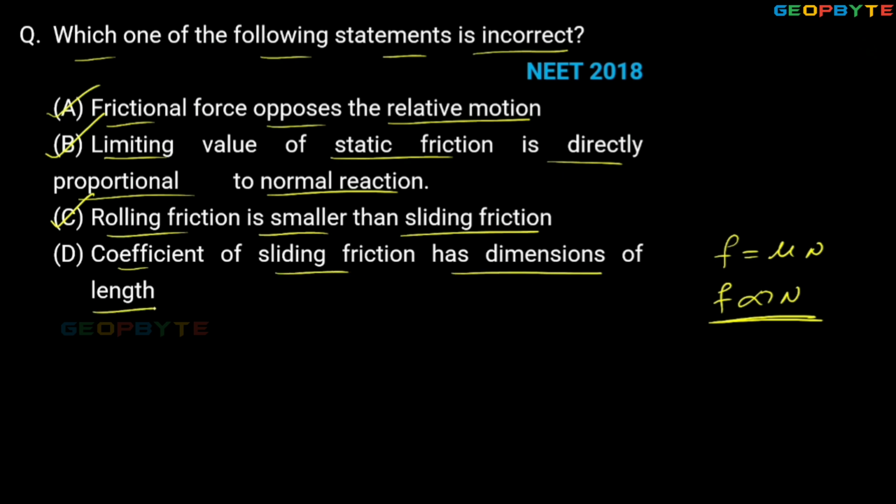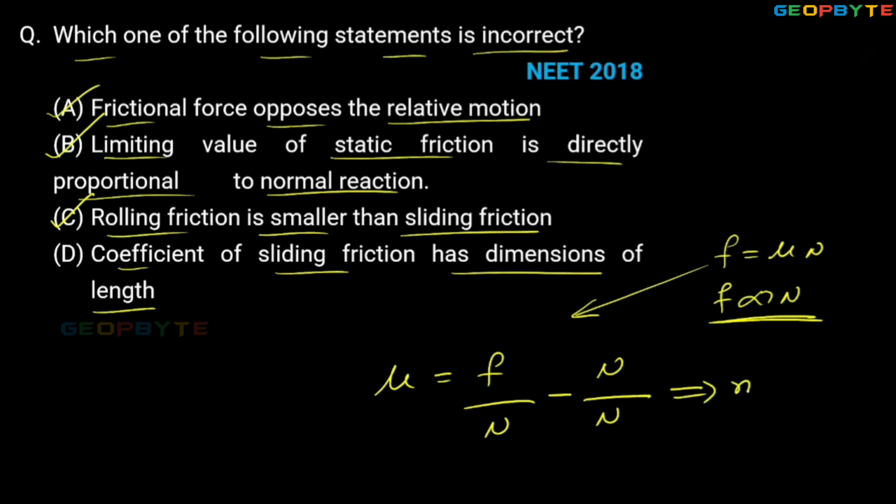No, coefficient of sliding friction has no units, because the coefficient of friction equals force divided by normal reaction. Force is in Newton. Normal reaction is also Newton. So it has no units. This is Newton, and this is also Newton. This N is normal reaction.